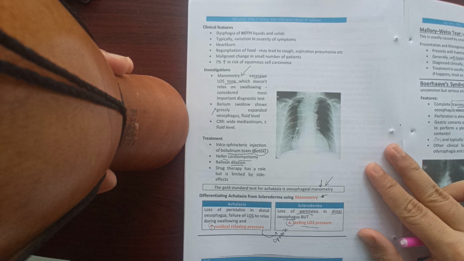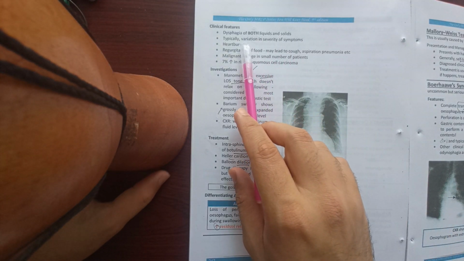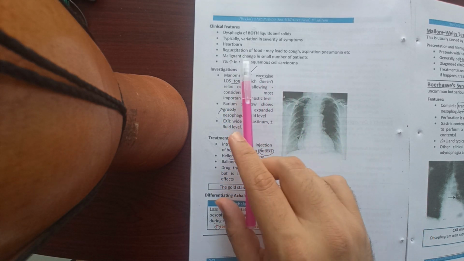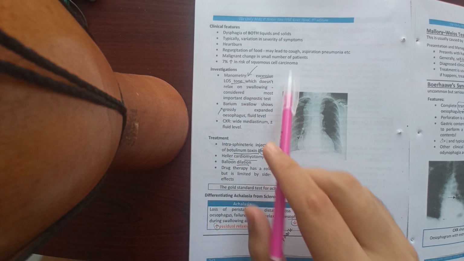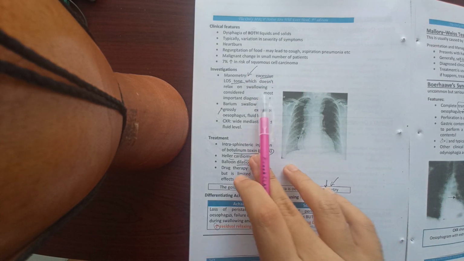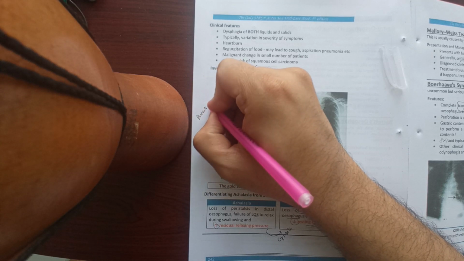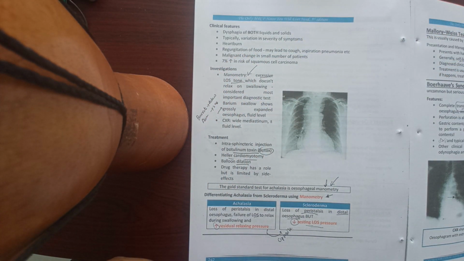The clinical features can be dysphagia of both liquid and solid, typically with variation in severity of symptoms, heartburn, and regurgitation of food, which may lead to cough, aspiration, pneumonia, etc. Malignant change occurs in a small number of patients, with a 7% increase in risk of squamous cell carcinoma, not adenocarcinoma, in achalasia. The adenocarcinoma is in Barrett's esophagus, sorry. So Barrett's, adeno; achalasia, squamous.